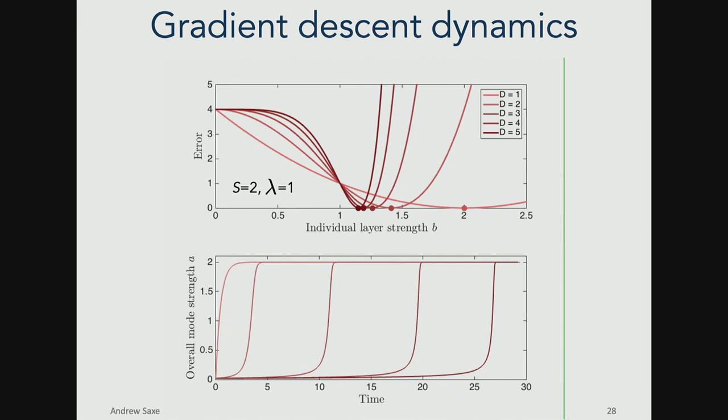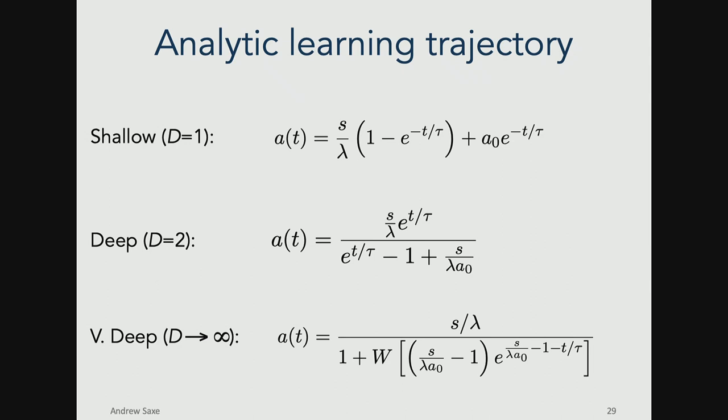All right, and because these models are fairly simple, I can also give you analytic learning trajectories as a function of depth. So here I just pulled out three. When you have a shallow network, of course, you just have exponential approach to the final effective singular value that you should be aiming at in your data set. But when you add depth, even just one hidden layer, all of a sudden this changes to a much more sigmoidal shape. And this changes only subtly when you go to very deep networks.